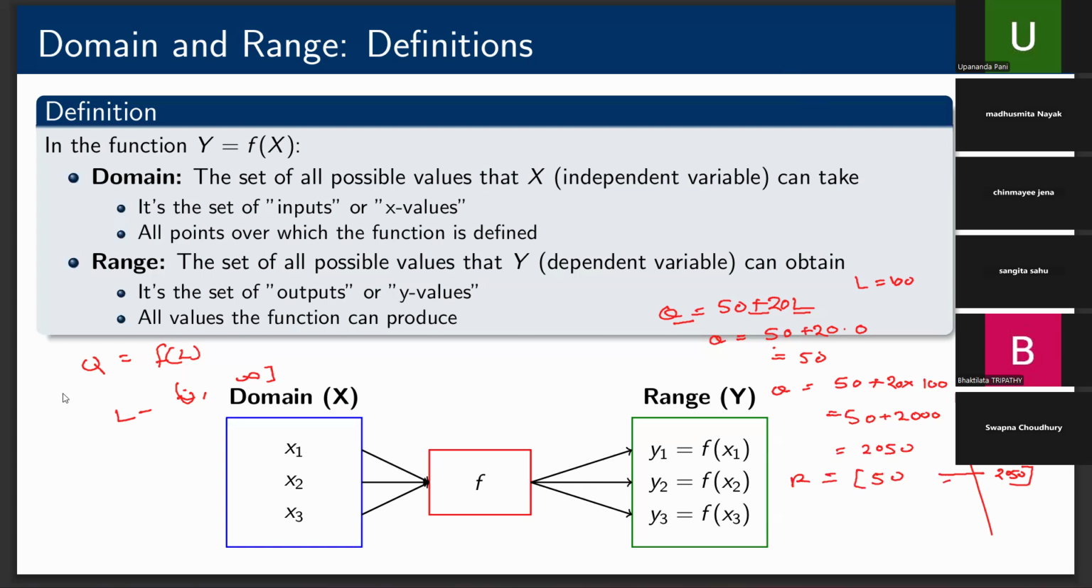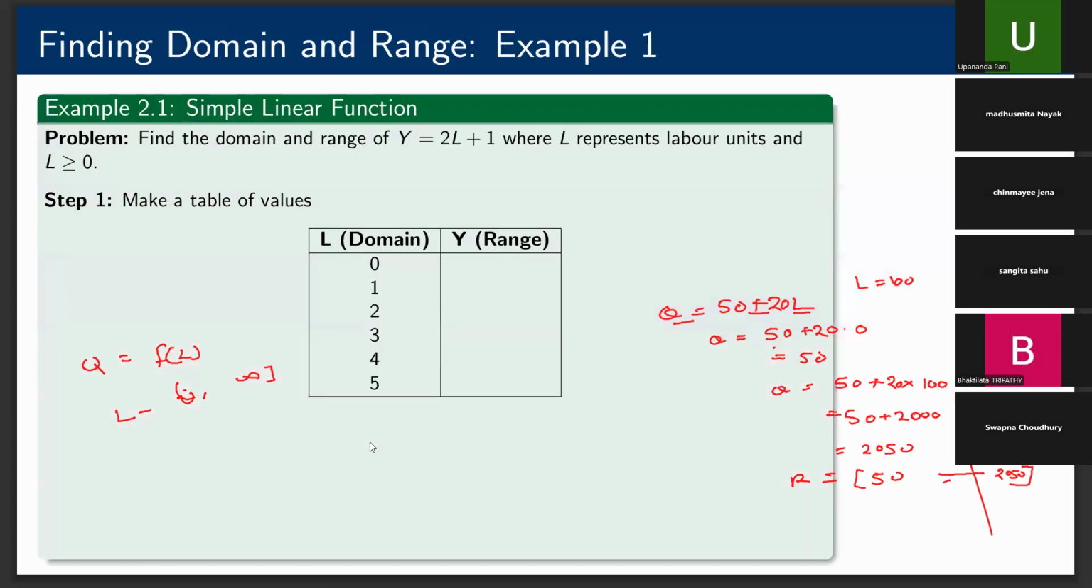I hope this function is clear. We'll go to the next slide. Then comes, suppose your function is given, you have to find out its domain and range. Suppose y equal to 2L plus 1, where L represents labor unit and L is greater than or equal to 0. It is clear that labor can take positive values. So the domain of the function will be 0, 1, 2, 3, 4, 5, up to how many units of labor can I utilize. I can utilize infinity, maybe 20, 30. It is clear that the positive natural numbers are my domain.